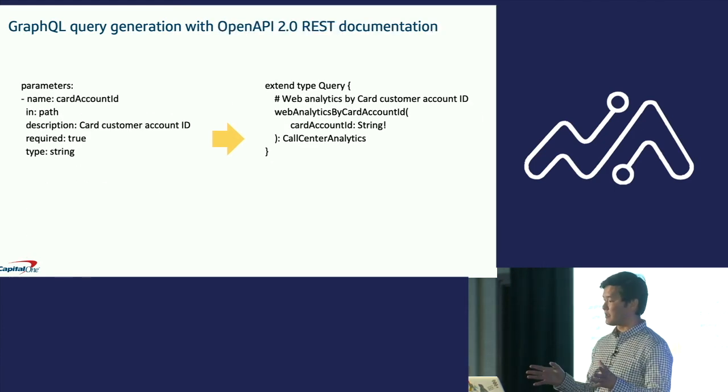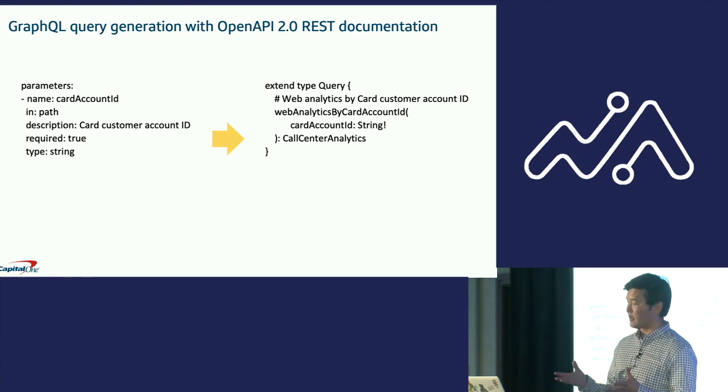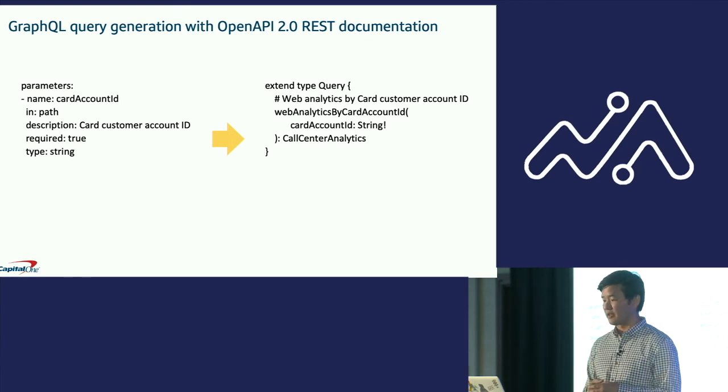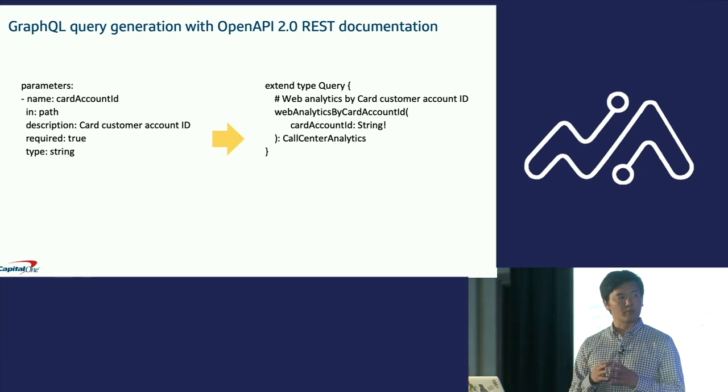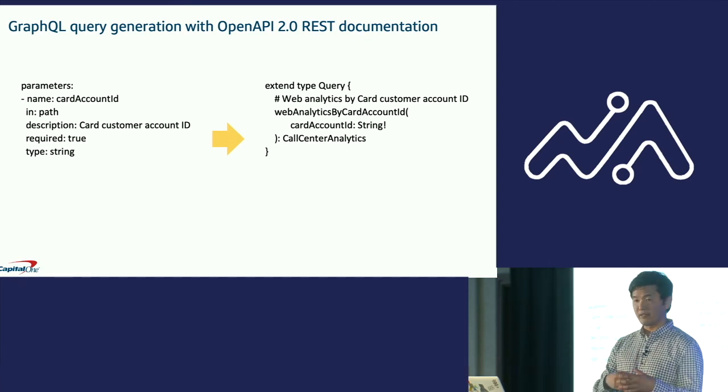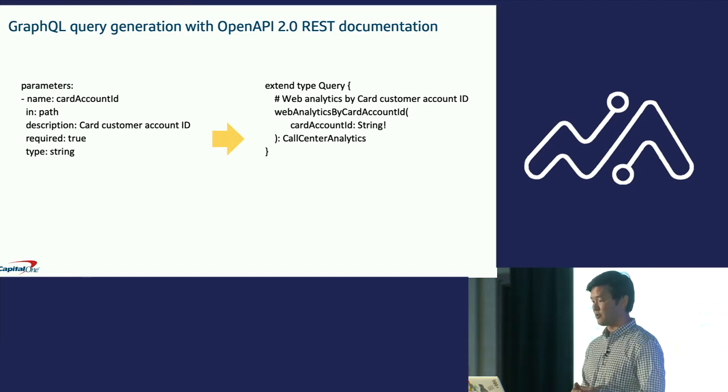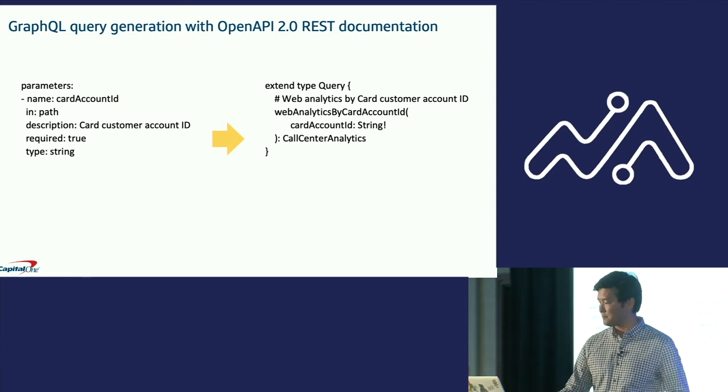Again, this is an example for REST for building the query. There's a part of the OpenAPI definition called parameters, and you can straight take that and convert it into a GraphQL query schema fragment.